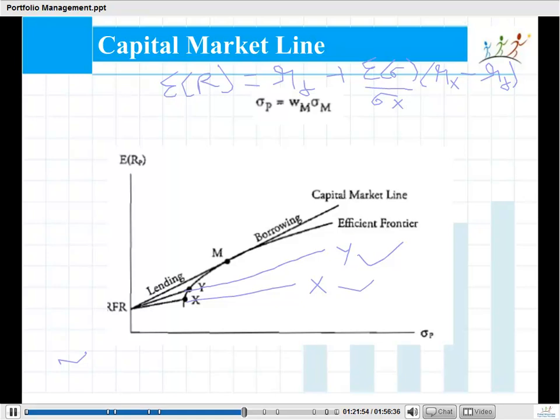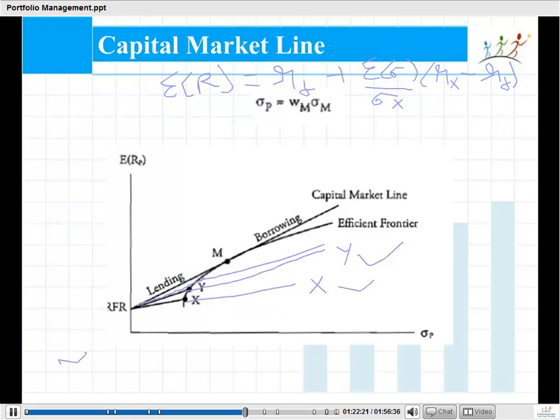In fact, what is the need to stop? You could have gone higher. There could have been a portfolio W that you could have chosen, and you could have created an even better risk return profile. You could have gone all the way up to the portfolio M. The property of portfolio M is that it is exactly tangent to the efficient frontier.